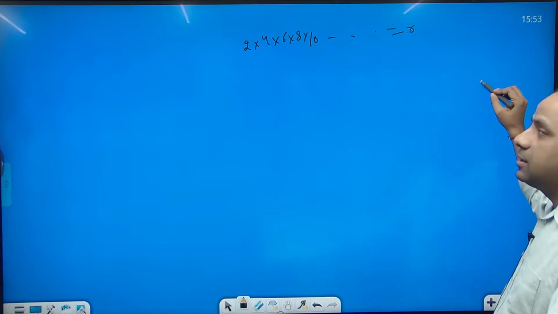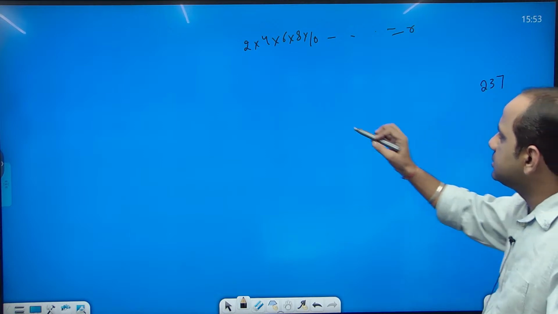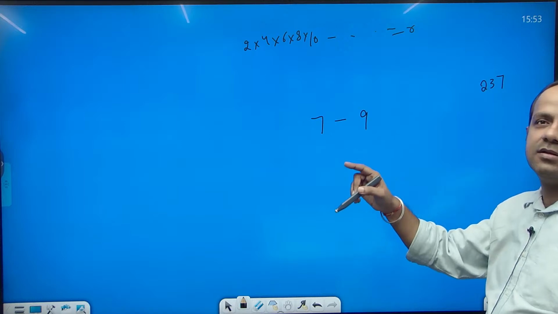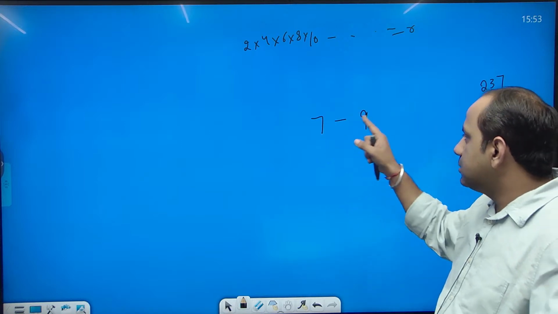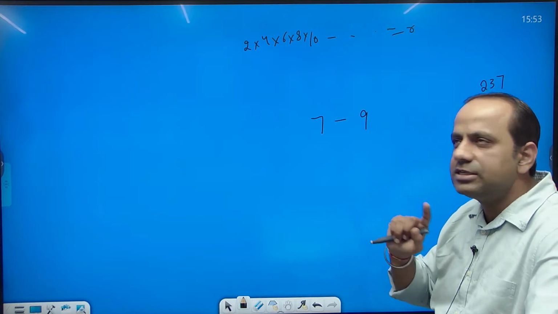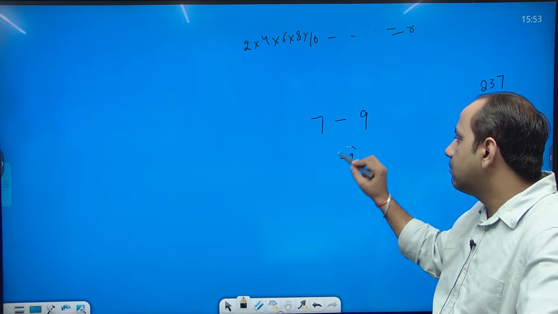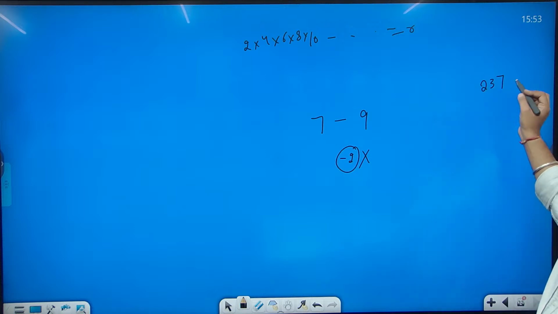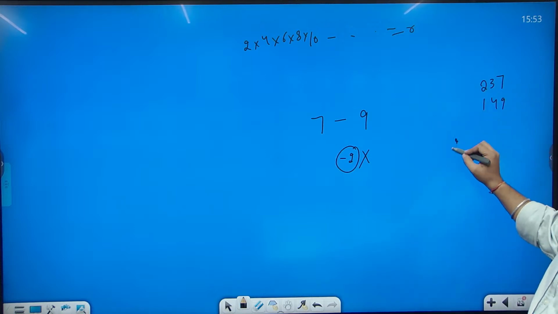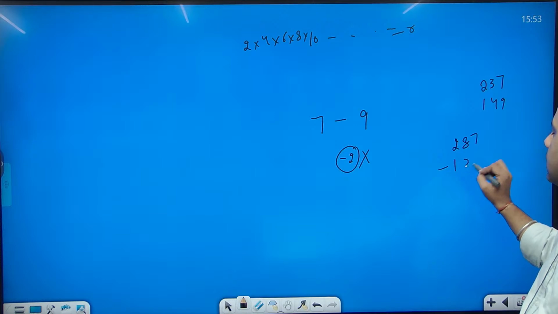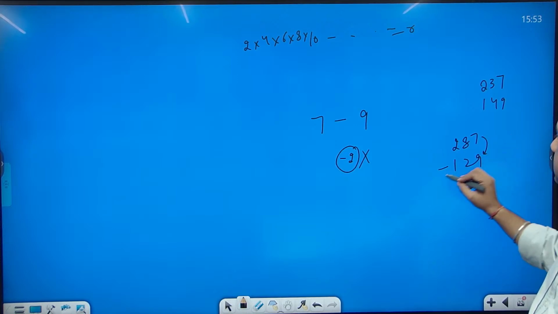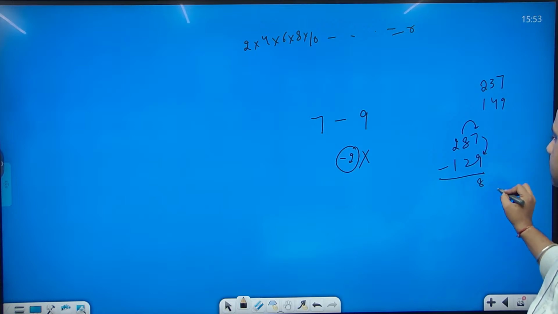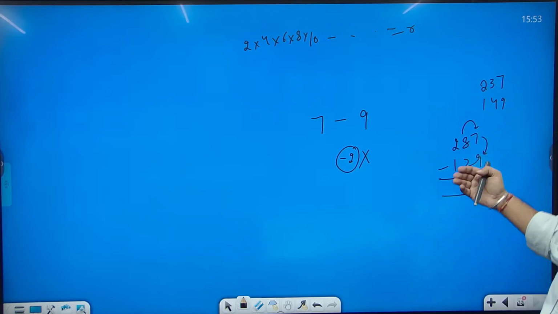How 237 minus 129? I am taking an instance because we need to subtract 9 from 7. But 7 minus 9 is minus 2, and the unit digit can never be minus 2, right? Minus 2 cannot be a unit digit. So I am taking an example like 237 minus 149 or 287 minus 129. When you are subtracting unit digits like this, what do you do? You take one carry from the next digit, right? 17 minus 9 is 8. Okay, I am just taking an example.